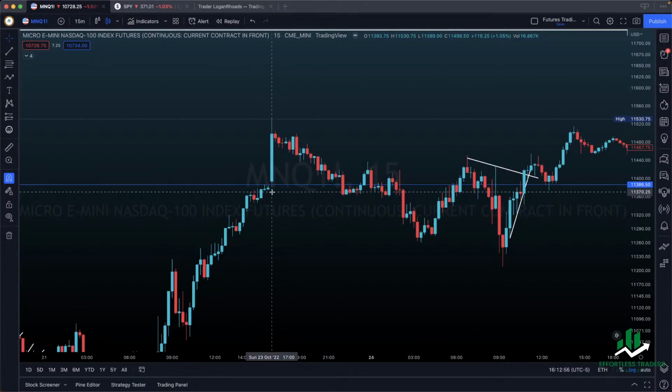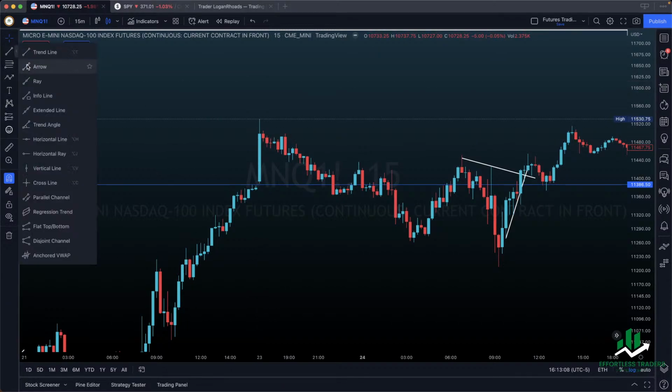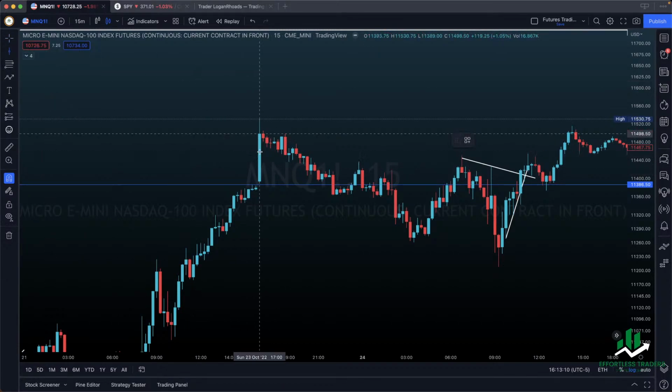So see how we had this big spike here? This is called a flag. It looks like a flagpole, so you would say this is the pole of your flag. So we're looking at this trend right here. I think we can actually draw a vertical line on TradingView. Yeah, we can. So here's your vertical line.